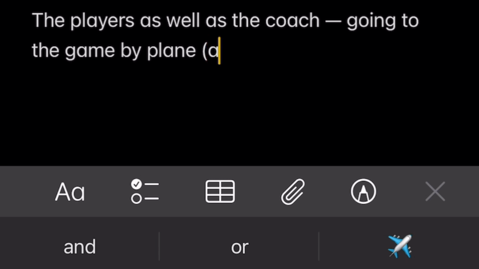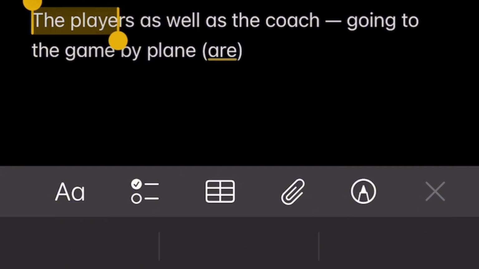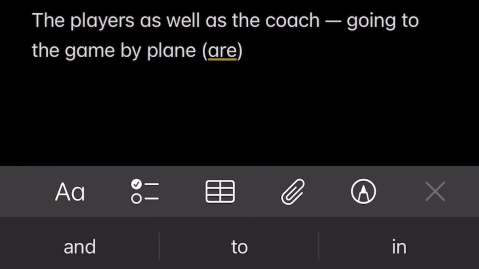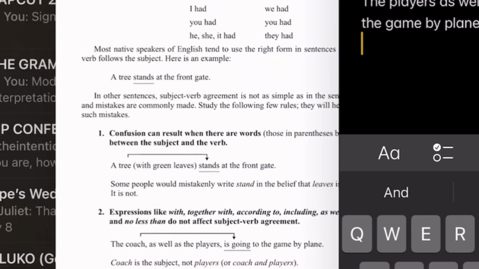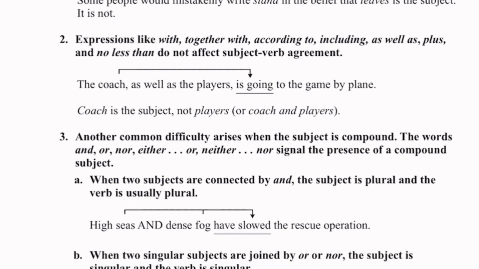The answer will be A. Why? Because the players now is what? Is our subject, and it is what? It is plural, not one player. I hope you understand. Number 3.